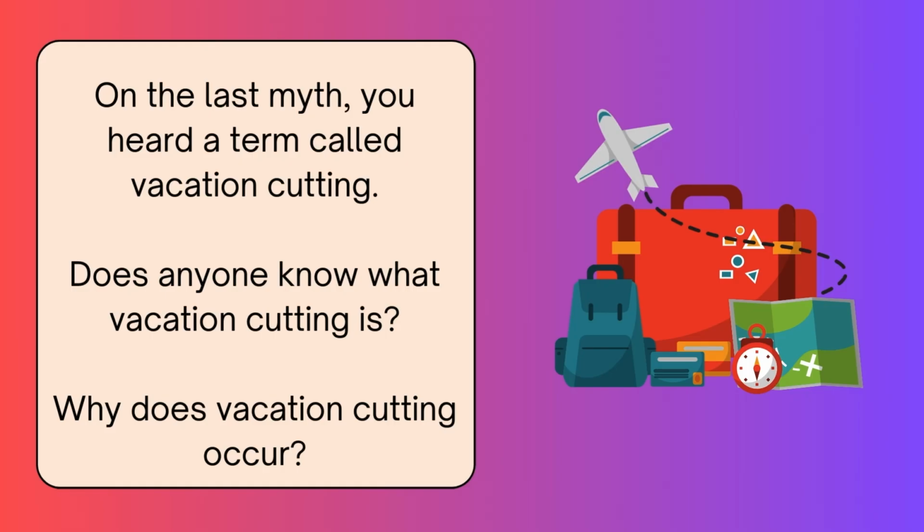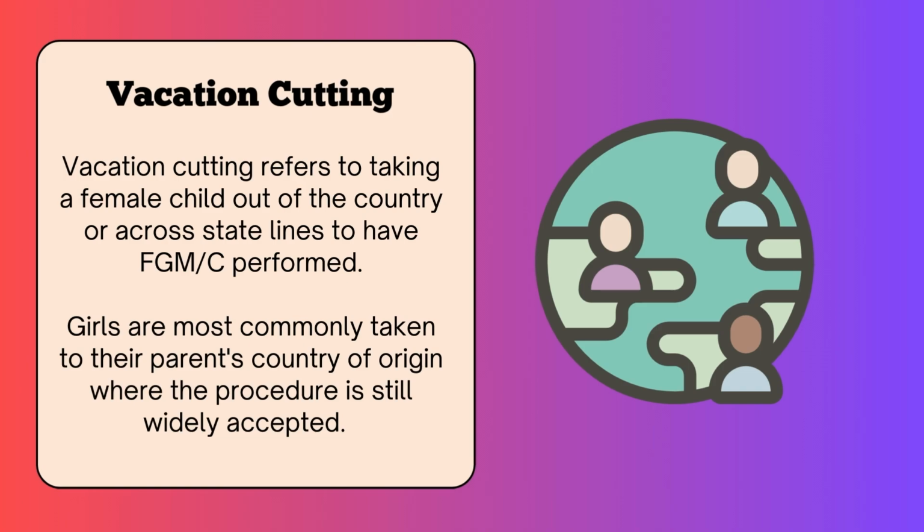On the last myth, you heard a term called vacation cutting. Does anyone know what vacation cutting is? Why does vacation cutting occur? Vacation cutting refers to taking a female child out of the country or across state lines to have FGMC performed. Girls are most commonly taken to their parents' country of origin, where the procedure is still widely accepted.